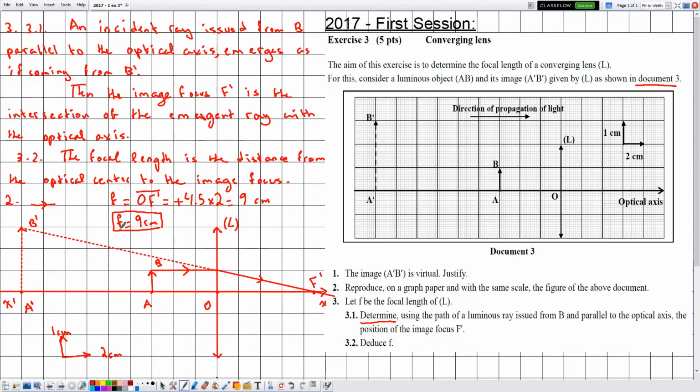So notice that here the focal length is positive, which confirms that the lens L used is a converging lens, because we know that for a converging lens, the focal length is always positive. And by this we have finished solving this exercise.